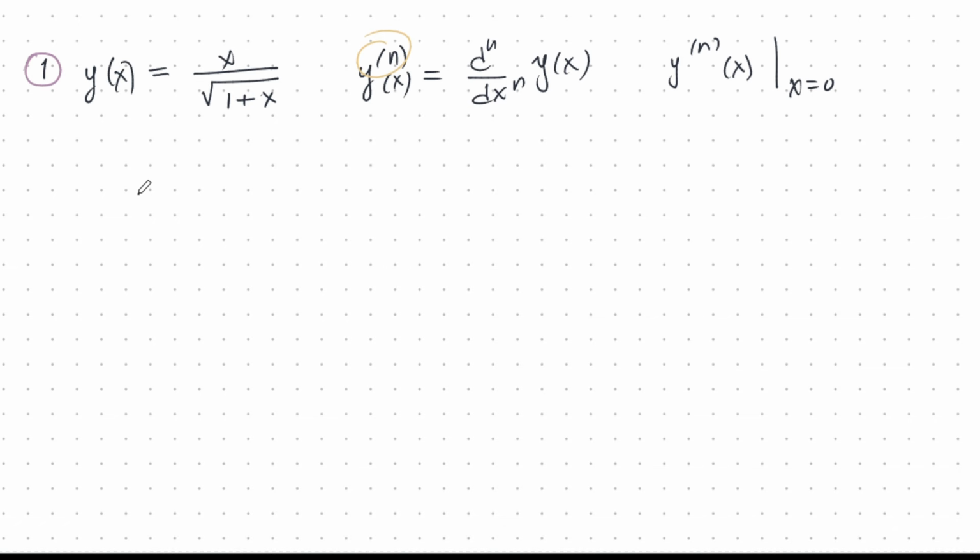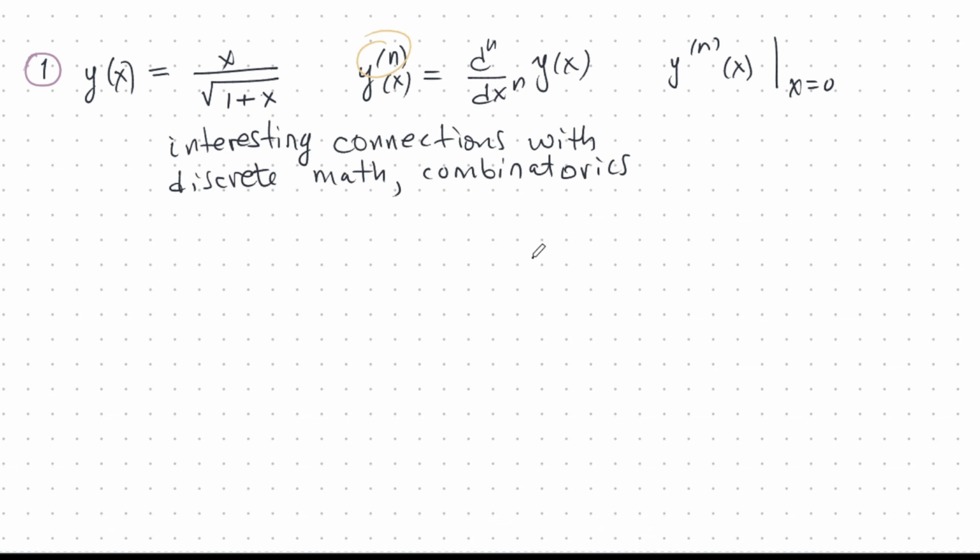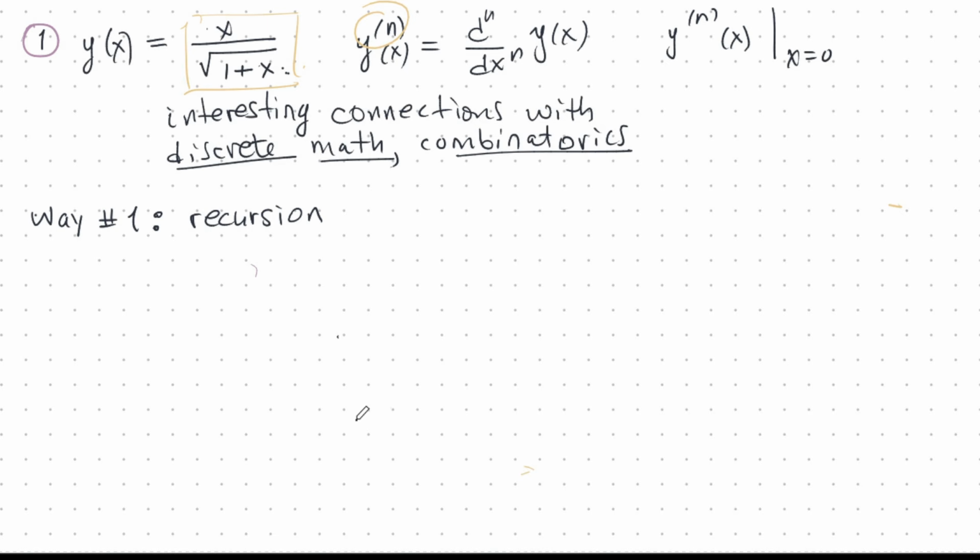This is a very interesting problem. Why is it interesting? Because it has interesting connections with discrete math and combinatorics. It's just one example of very many such things in calculus that have tantalizing connections with combinatorics, things like generating functions, special functions, and power series coefficients. Many of these have combinatorial interpretations and implications, hypergeometric series. It's a very deep rabbit hole, and I hope over time to explore bits of it with you. The first way of doing this will be by recursion.